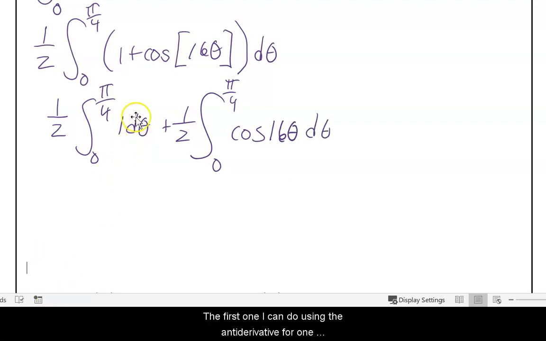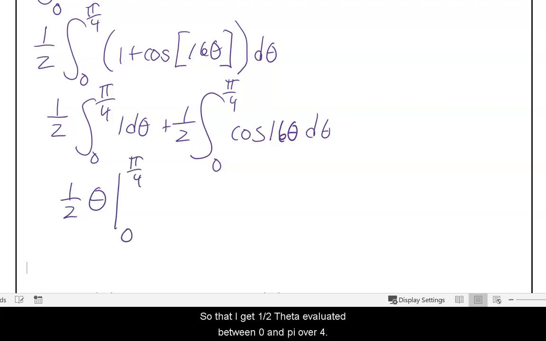The first one I can do using the antiderivative for 1, which will be theta, so that I get 1/2 theta evaluated between 0 and pi over 4. Remember, the definite integral should give you a definite number. You should get a finite real number, or you should get infinity, one or the other.